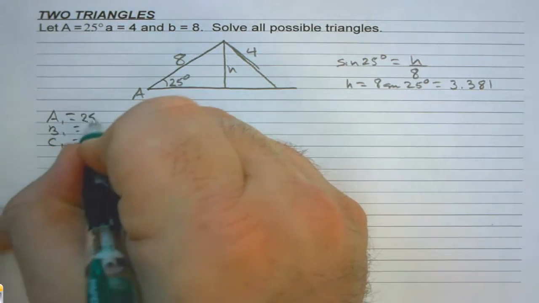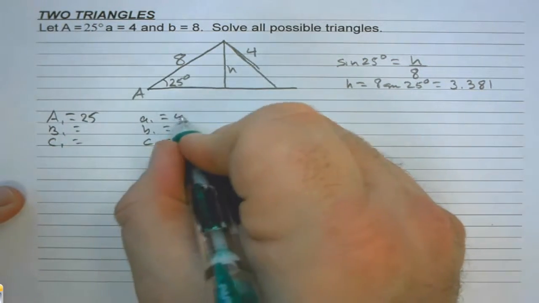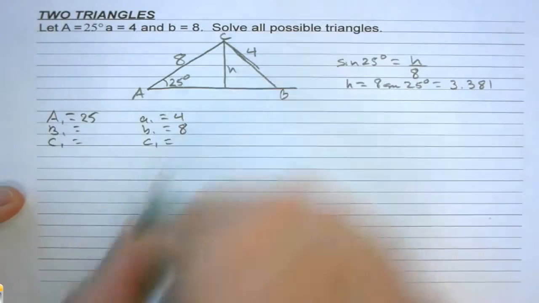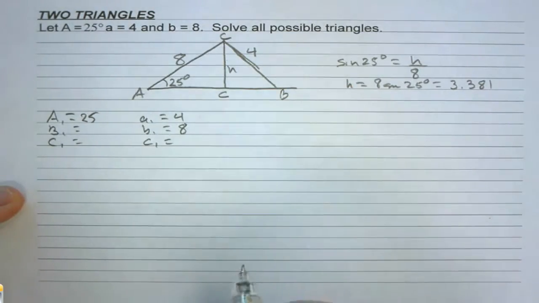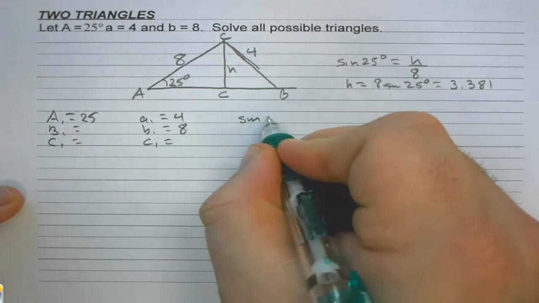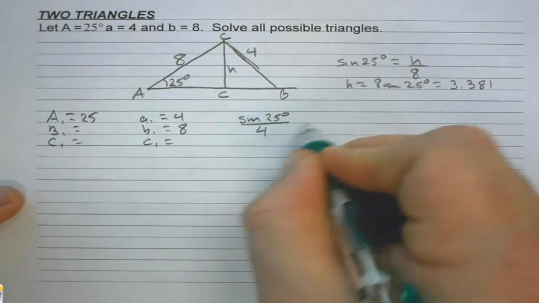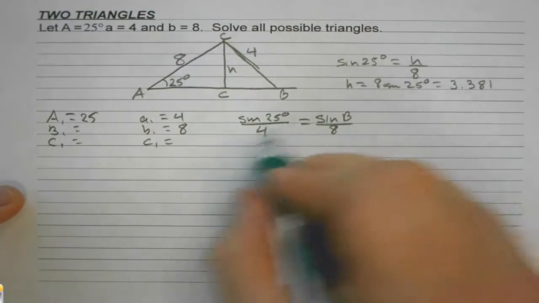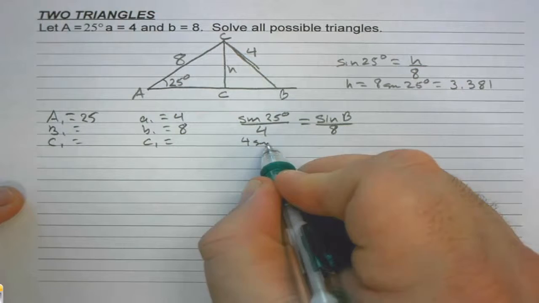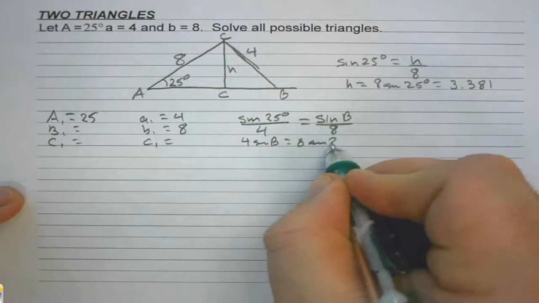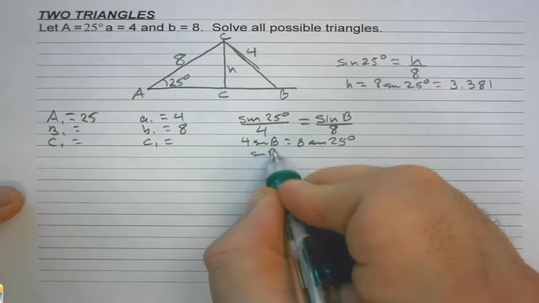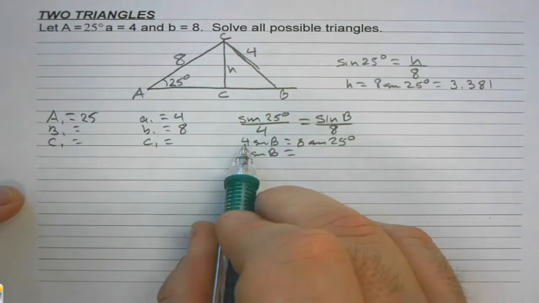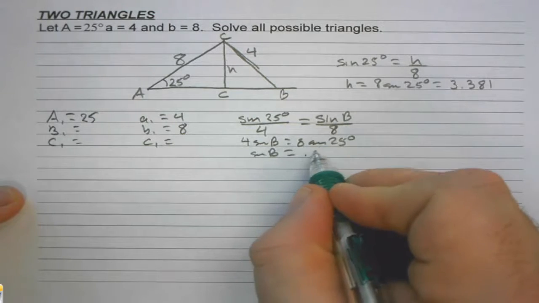So A is 25 degrees. We know that a is 4, and we know b is 8. So here's angle B right here. Here's angle C, and this is side c. We have the sine of 25 degrees over 4 is equal to the sine of B over 8. Let's cross multiply. So 4 sine B equals 8 sine of 25 degrees. And sine of B is equal to 8 times sine of 25 degrees divided by 4, and it turns out to be 0.845.